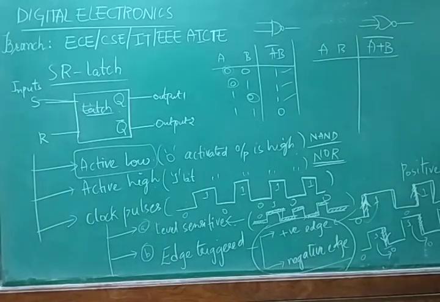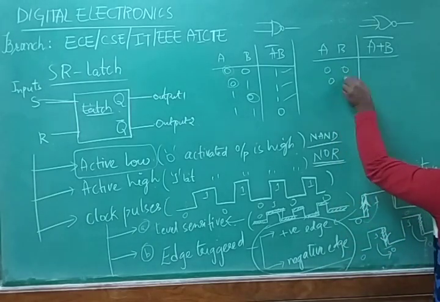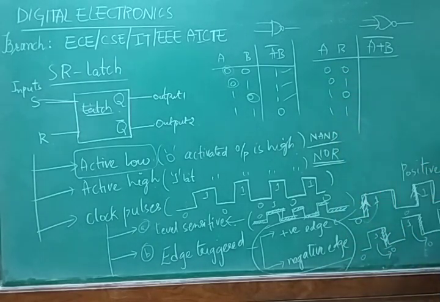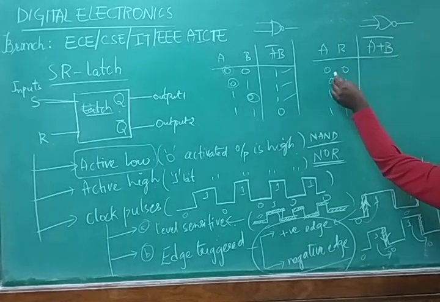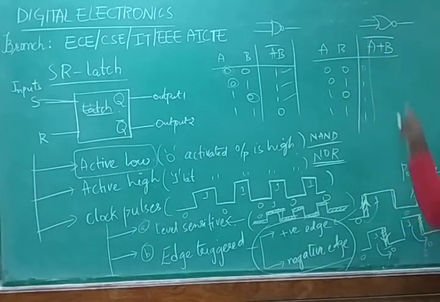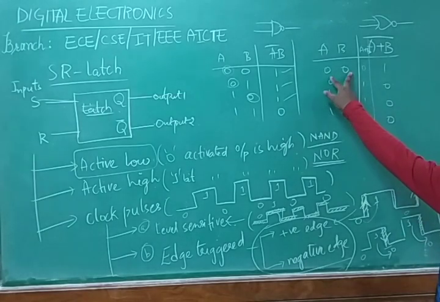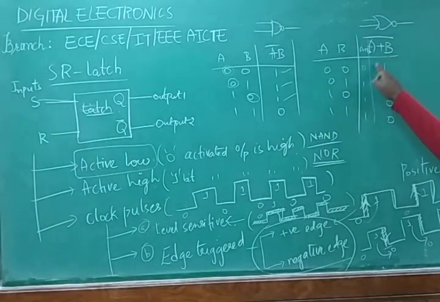So what is its combination for 0 0, 0 1, 1 0 and 1 1? NOR is just the reverse of OR. OR means A plus B, which gives 0 1 1 1. NOR means the reverse of A plus B, that is A plus B bar, which gives 1 0 0 0. So only if both inputs are low is the output high.